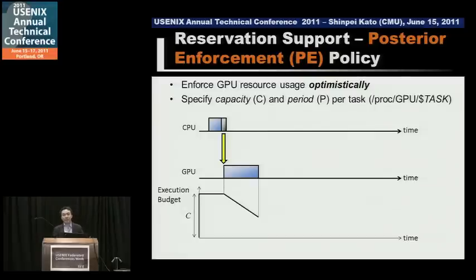And this budget is decreased by the same amount of time consumed by the corresponding task on the GPU. So this is exactly the same as the traditional resource reservation schemes. And please notice that GPU commands need to be scheduled under the predictable response time policy. So you shouldn't use the high throughput policy in this case if you want to use the GPU reservations. And according to this posterior enforcement policy, the task can use the GPU if the budget is greater than 0 when submitting the GPU command.